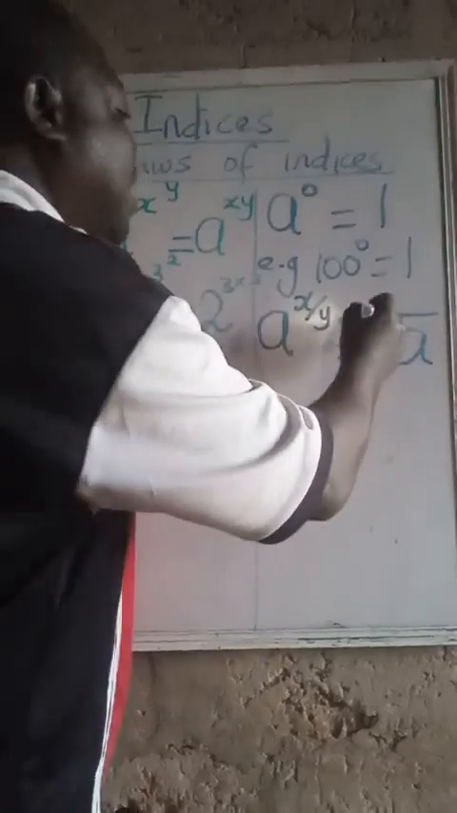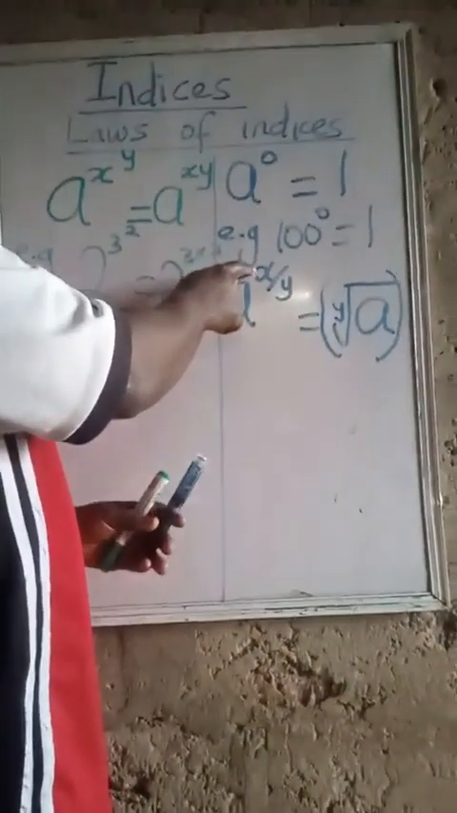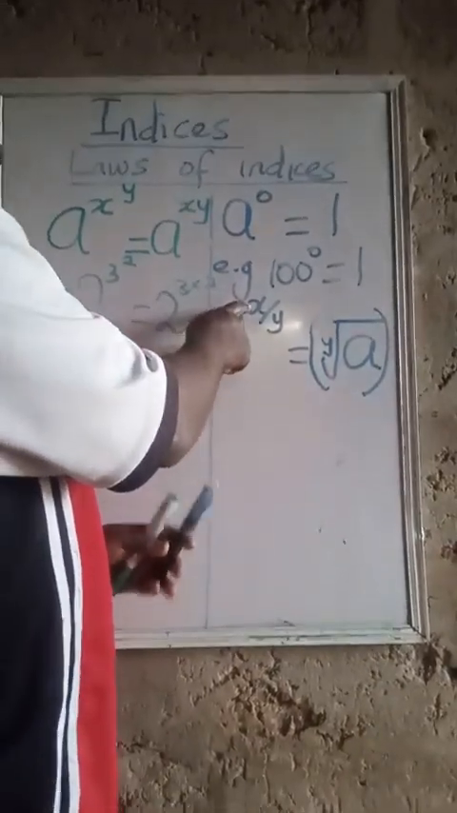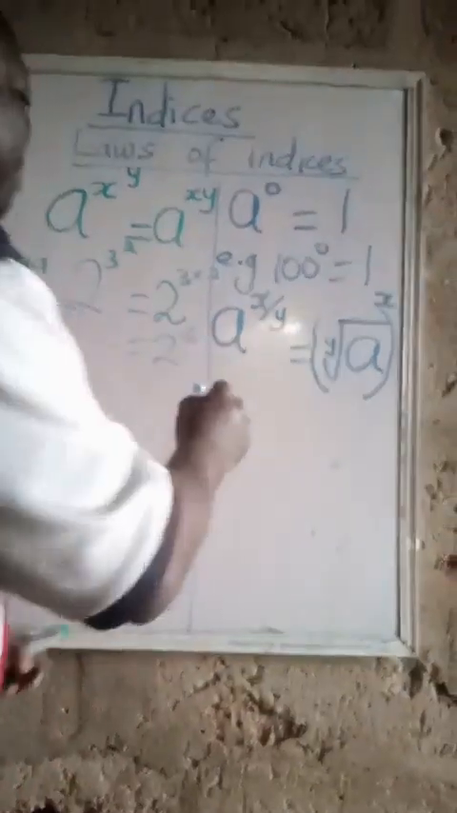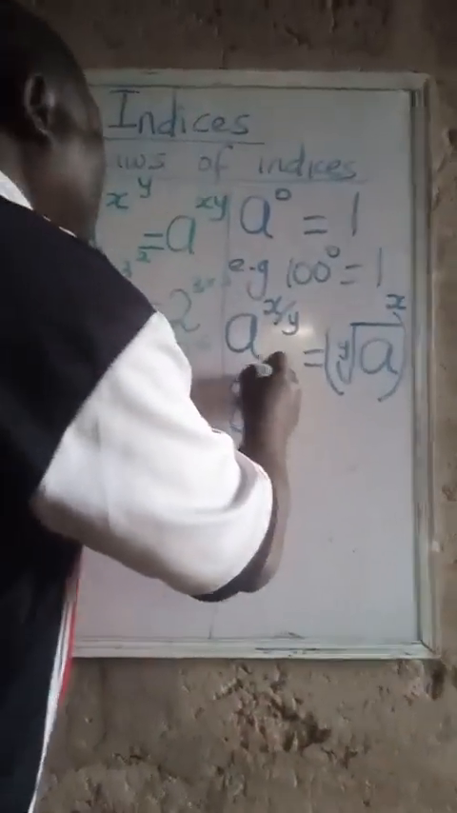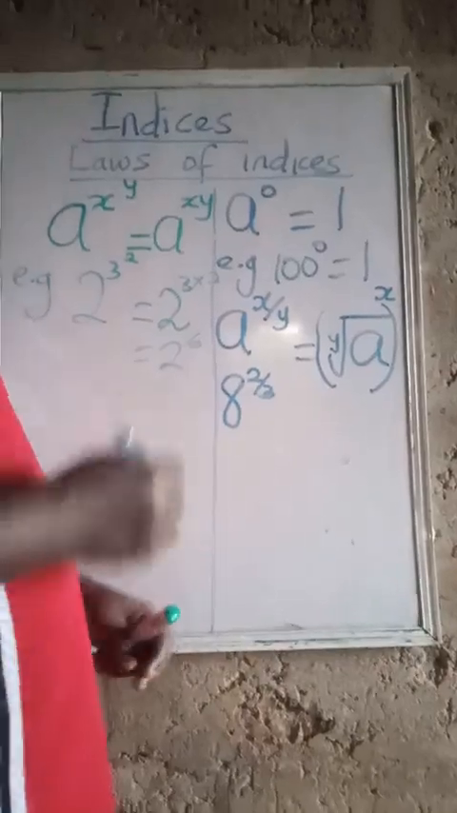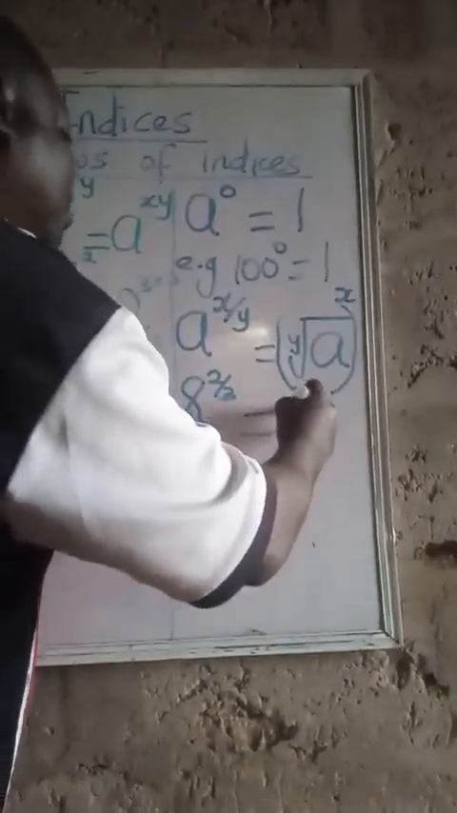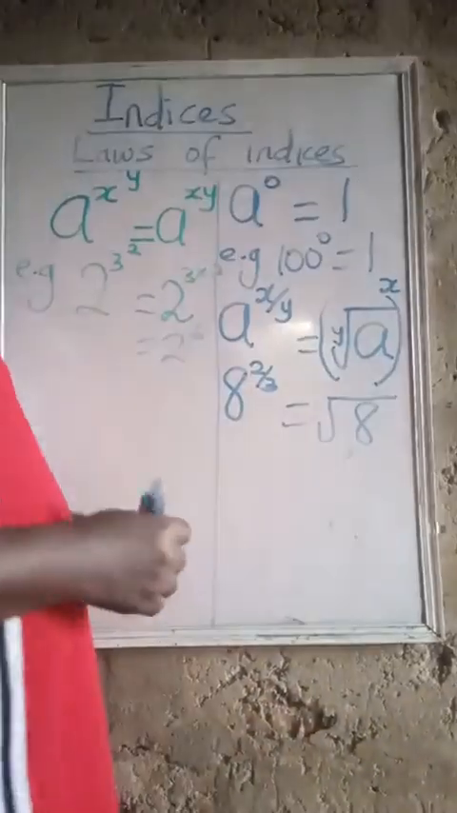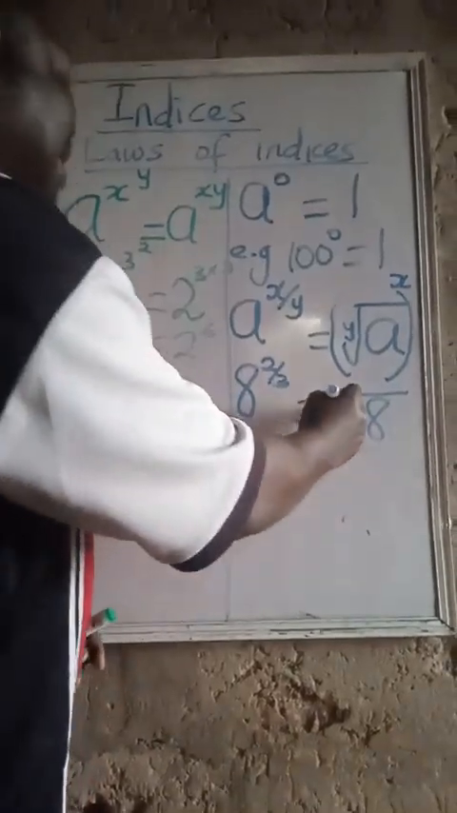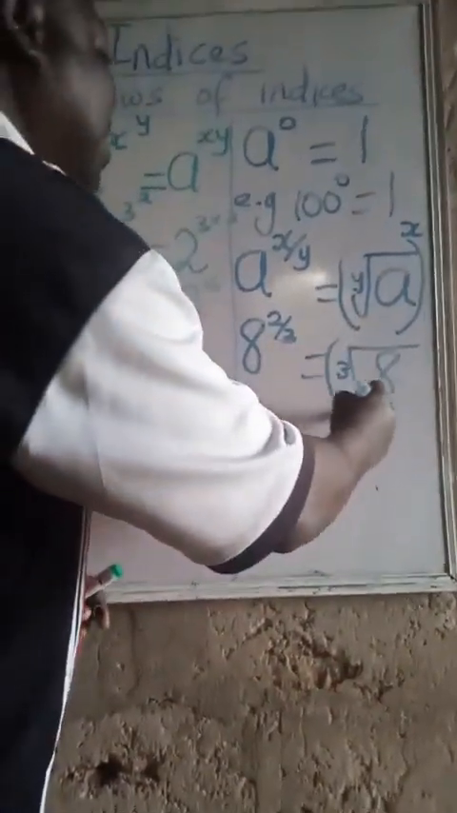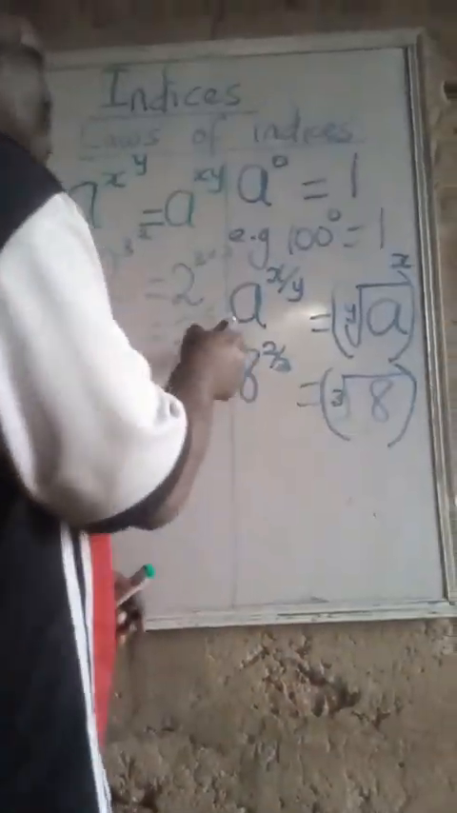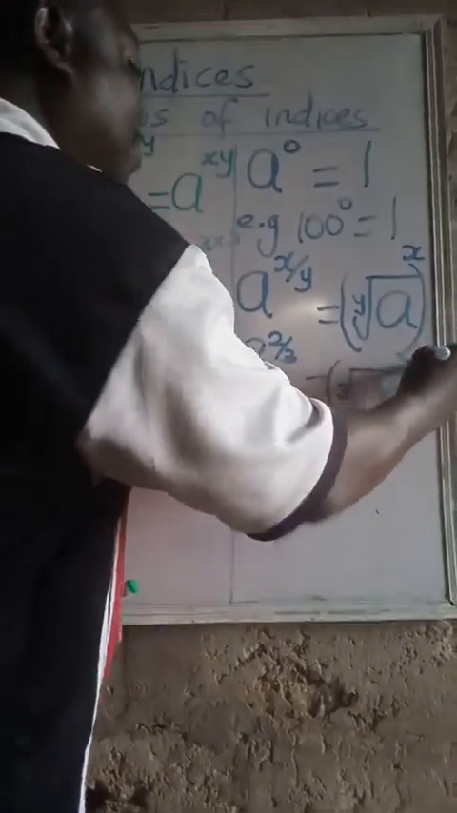Then we are going to raise the answer to the power of whatever the numerator is. What is the numerator here? That is x. So this is one of the laws. Now let's be practical. Assuming 8 is raised to the power of 2 over 3, the law states that we are going to enclose this 8 in a root. Then this denominator is 3, that means this root is a cube root. Then we are going to raise the whole answer to the power of this numerator, 2.